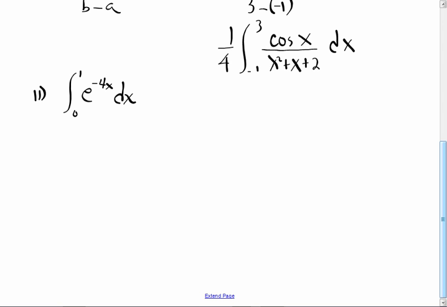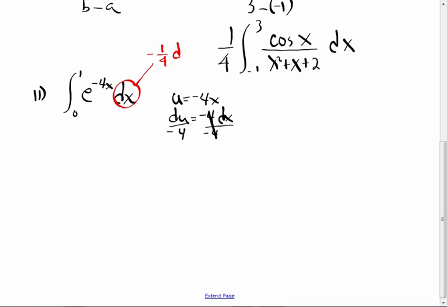So I'm going to let u equal negative 4x. Then what's du? Negative 4 dx. Solving for dx, we'll divide by negative 4, so the dx here is going to be negative 1/4 du. This is going to be u. So I'm going to switch those limits of integration, e to the u du with a negative 1/4 out in front. Is that okay?